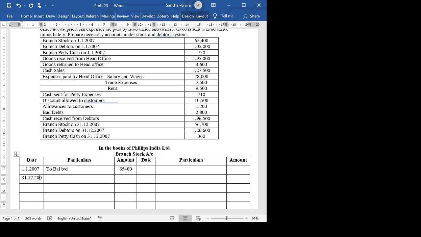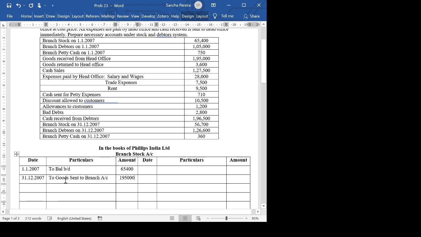December 2007, to goods sent to branch account. Always the transfers between head office and branch, always under the head of goods sent to branch account, 1,95,000. If we had a goods sent to branch account, I would have shown this, like how I did in the first problem of stock and debtor system. I just opened a goods sent to branch account to show you how the transfers can be made. Otherwise this does not come anywhere else.